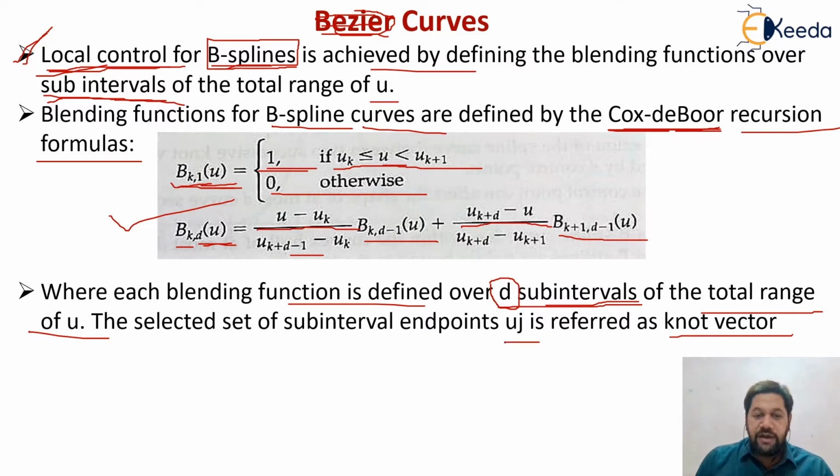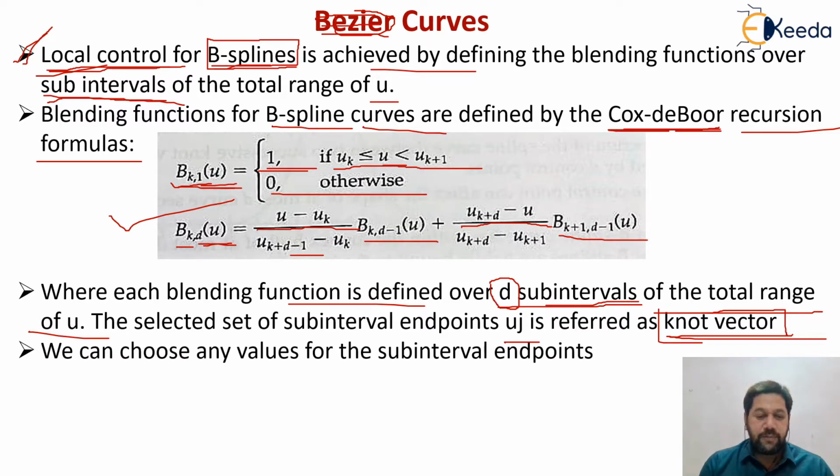Okay, now the selected set of subinterval endpoints. Suppose I consider two intervals, d equal to 2, so then u of j, where j value may be 2, is referred to as the knot vector. I think in many slides we are going to use this word, the knot vector. That knot vector will be my local control point for the B-spline curve.